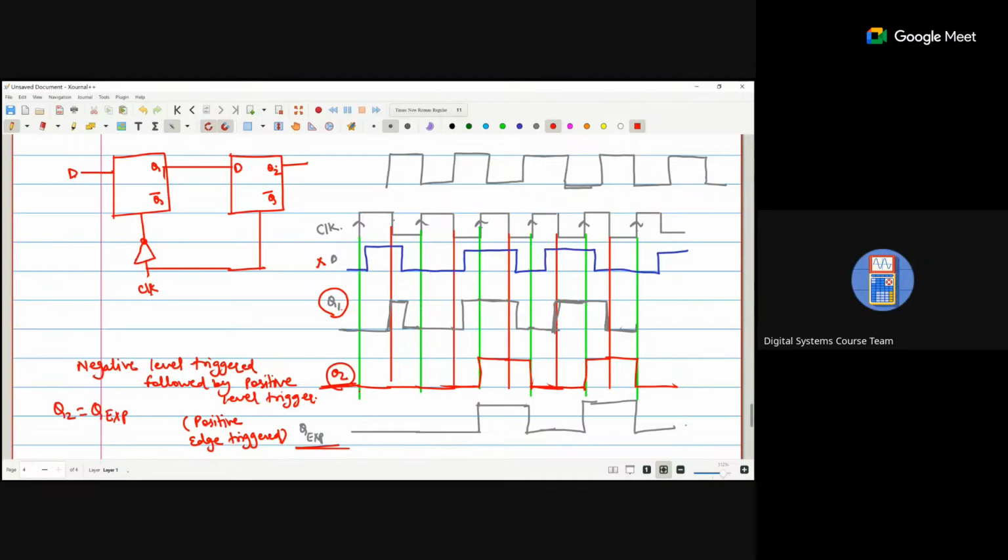That means if we use two different level triggered flip flops and connect them in a cascade form, it will become an edge trigger device. So that means master slave D latches. The combination of these two will be a flip flop. Clear? Any doubt?